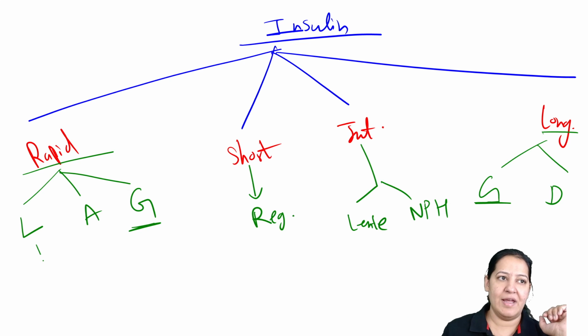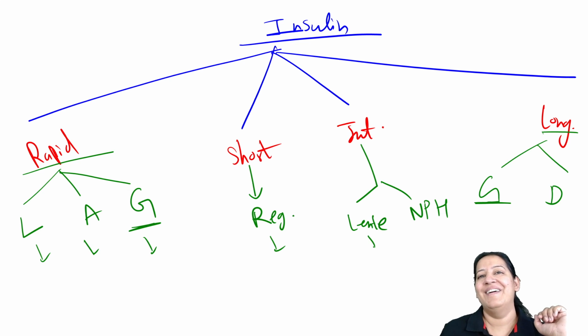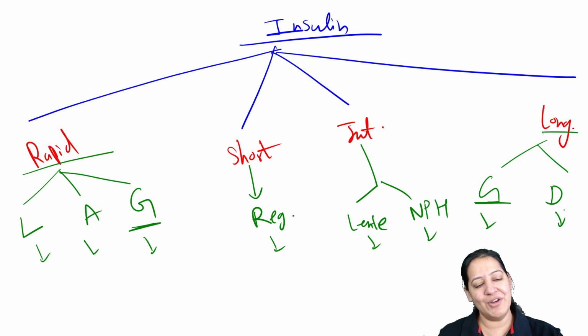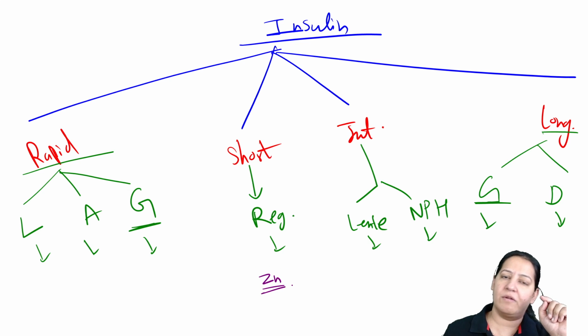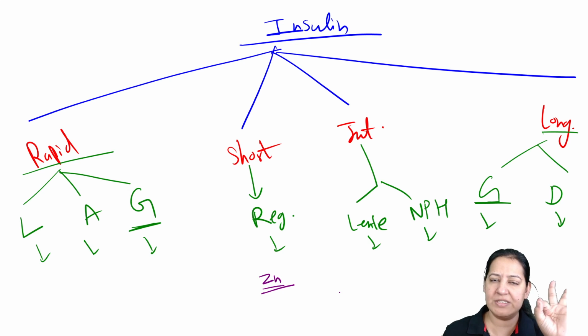Okay, at least I will try. You have to learn all these. I have given you a brief explanation, but I will try to give you the summary. In regular insulin, we combine insulin with a small amount of zinc. That's it. We combine it with a small amount of zinc so that the hexamers become weak.